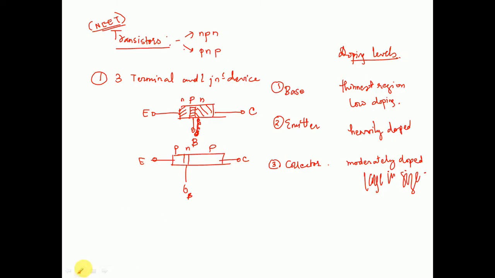Let's move on to the next slide. Let's talk about the circuit symbols. We have understood more or less what our transistor will look like. There are three regions, the doping level of each region, the size of each region, and what each region is called. There are two junctions: one junction is between the emitter and the base, and the other junction is between the base and the collector. Simple enough.